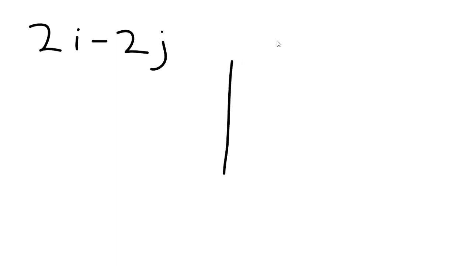So we're going to find the direction or the bearing of the vector 2i minus 2j. So the vector is 2i minus 2j. To find the direction of the vector, we need to sketch the vector on a Cartesian plane. So we will do something like this. That's not nice, let me try it again. We have something like this.